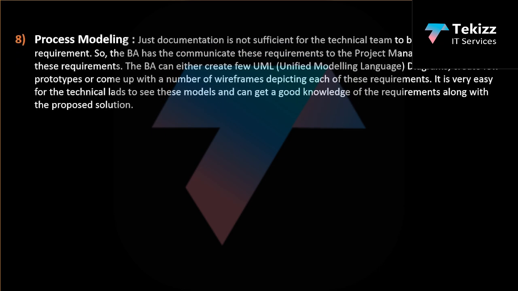Now, just documentation is not sufficient for the technical team to be clear on every requirement. So the BA has to communicate these requirements to the project manager by modeling them. Here, the BA can either create UML diagrams, that is Unified Modeling Language, or create a few prototypes or come up with a number of wireframes depicting each of these requirements. Now, it is very easy for the technical leads to see these models and get a good knowledge of the requirement along with the proposed solution.